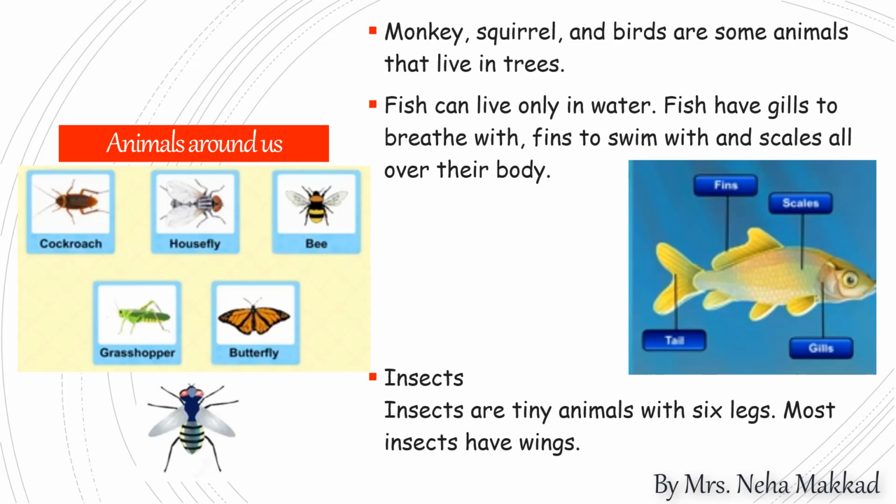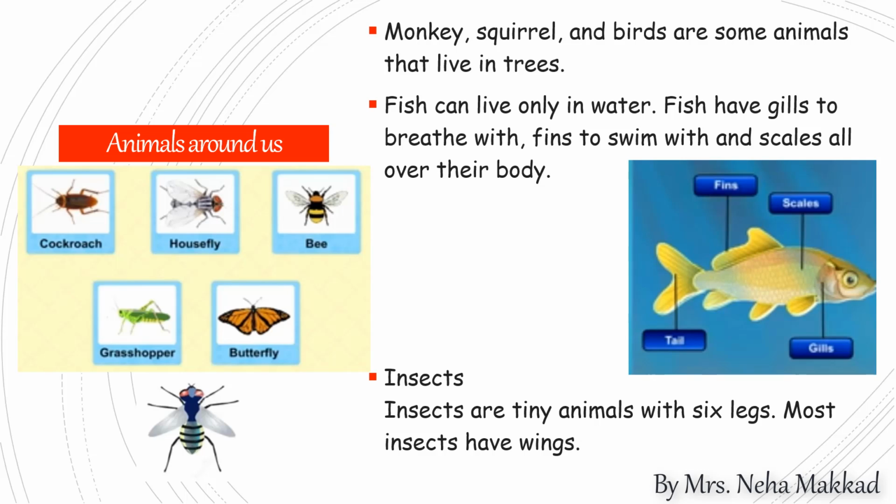Now children, monkey, squirrel and birds. These three animals live on the trees. Fishes live only in water. They cannot survive without water. Fishes have gills to breathe with. So, as you can see in the picture children, like we breathe from our nose and lungs, the fish breathes from the gills. And the fins, as you can see on both the sides, the fish is having the fins which help the fishes to swim. And the scales on the body, the round circular scales, as you can see there, like we have the skin, the fishes have the scales all over their body.